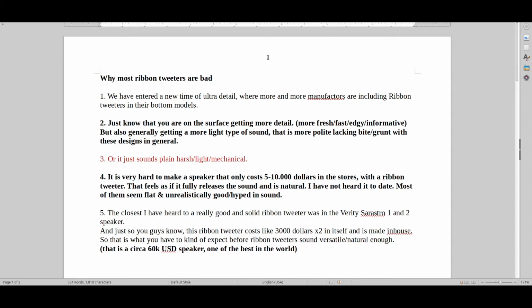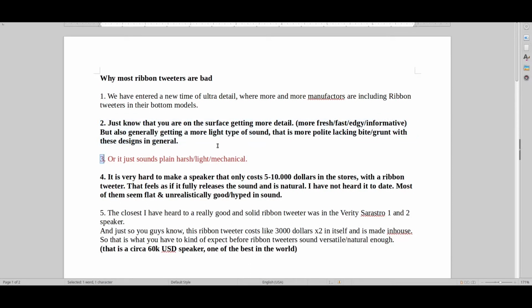So currently, to date, I haven't really heard a proper ribbon tweeter speaker that has everything. I've heard a lot of expensive ones in speakers that usually cost 50 to like a couple of million dollars. And those usually sound exceptionally good, really, really good, very close to natural. And I then get it why people are buying this technology. So, that is basically what you're getting when you're getting ribbon tweeters.